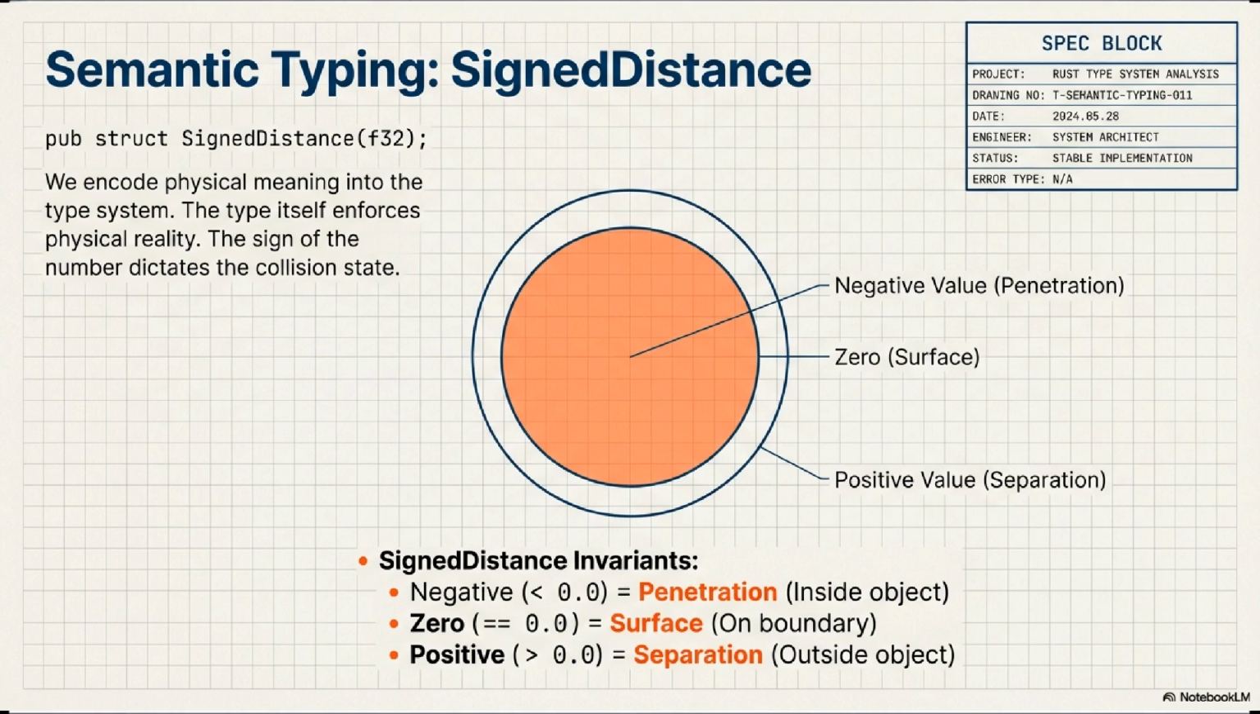Titan solves this by encoding physical meaning directly into the code itself. For example, instead of just a number, you have signed distance. The type itself tells you what it is. A negative value means two objects are penetrating, a positive value means they're separated. It's not just a number anymore, it's a physical concept.